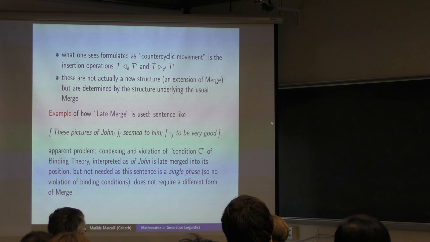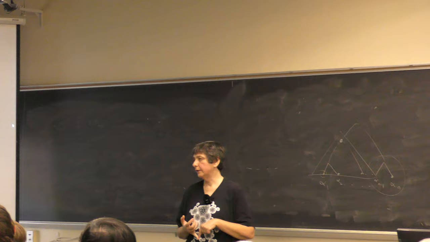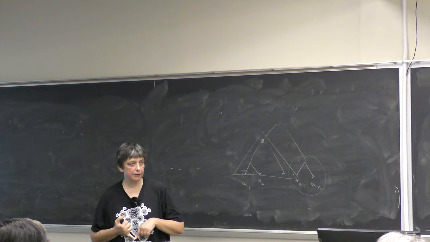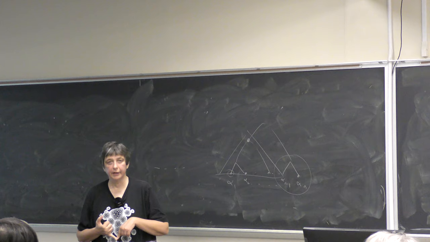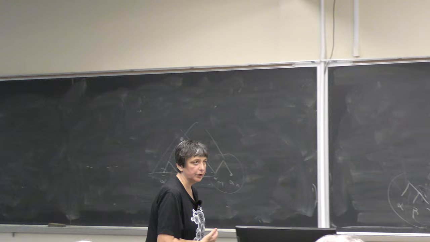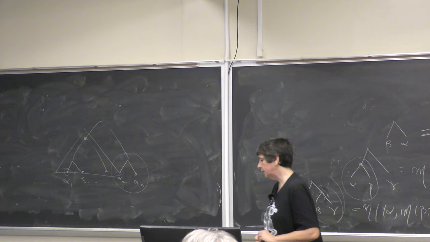And to conclude, what does this say? Well, this says that this is completely determined by the Hopf algebra that I just described. So in particular, it gives you an a priori, algebraic reason why you expect that this late merge is not an extension of merge, but is something that is already there and is already describable in terms of this more basic merge structure that I described before.